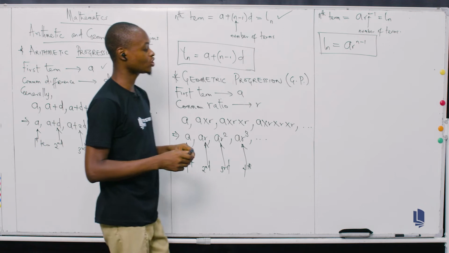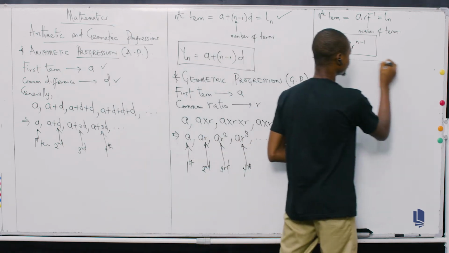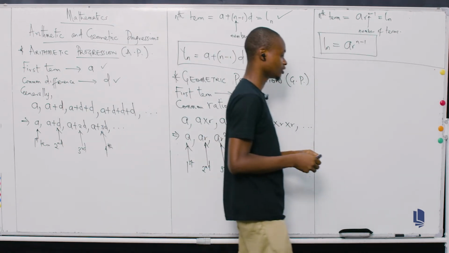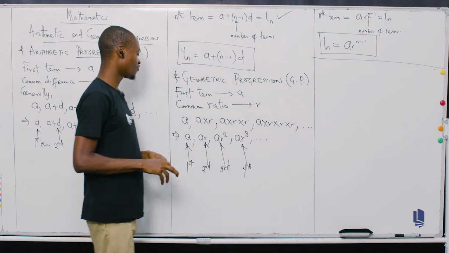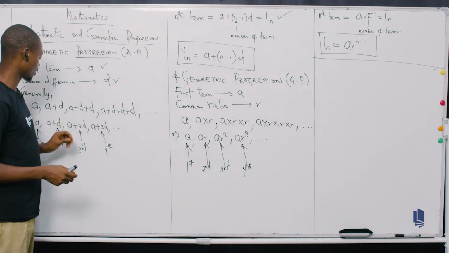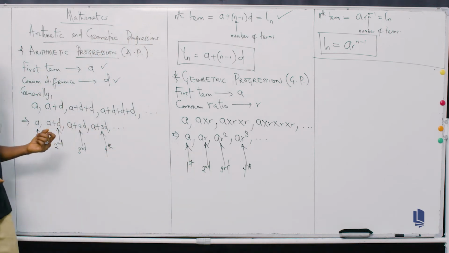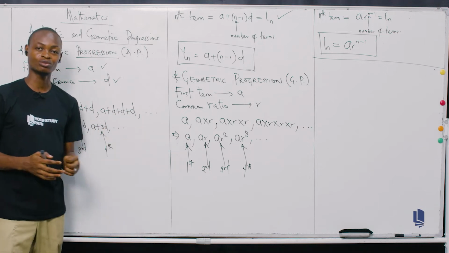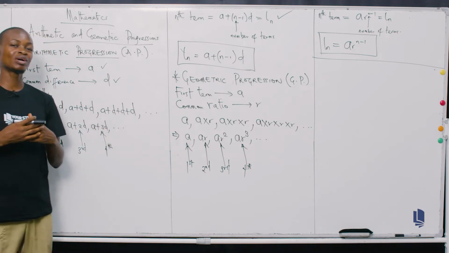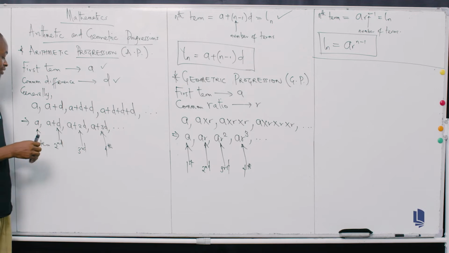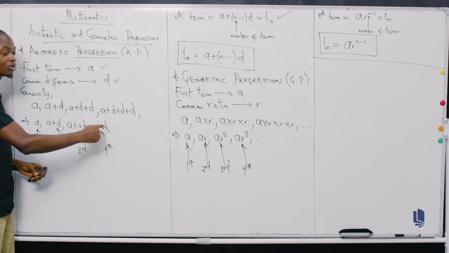Now, a question arises. And what question is that? The question is, now we have looked at how the sequences look, that's the sequence of the arithmetic progression and the sequence of the geometric progression. What happens now when I decide to add all these individual terms together?